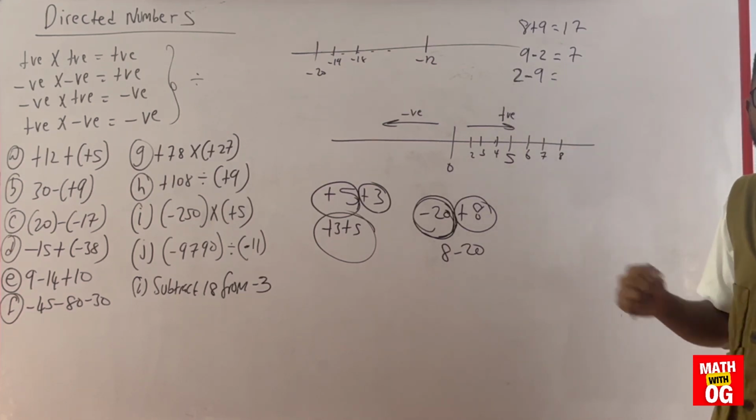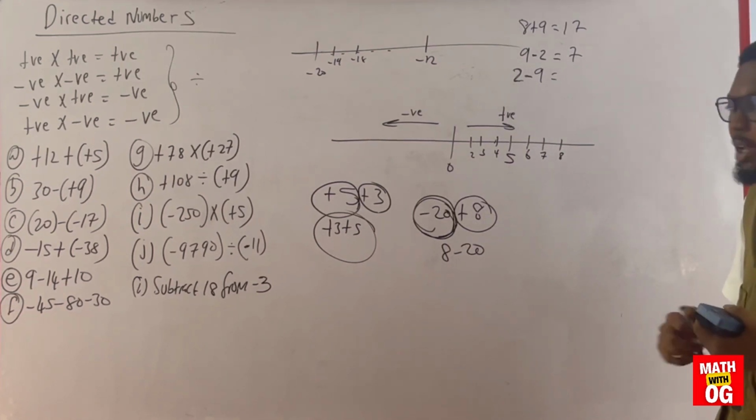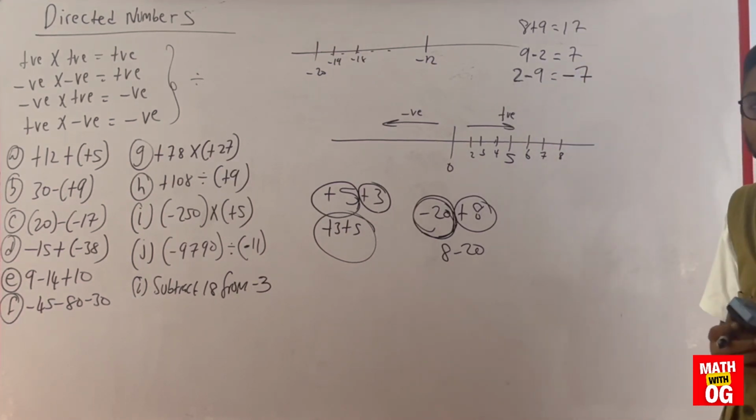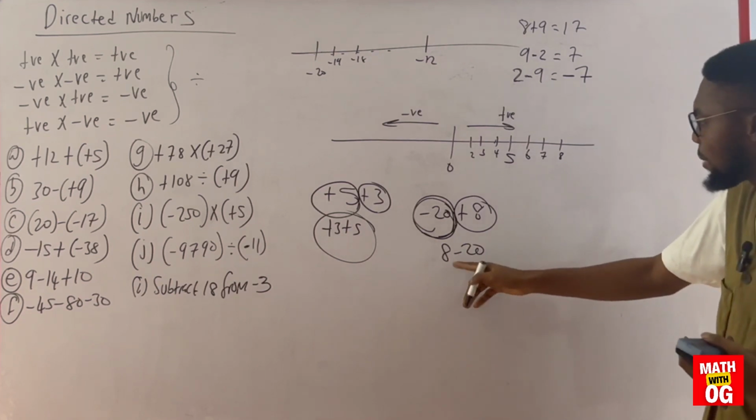What will I look for? 9 minus 2. What is 9 minus 2? 7. So add a negative sign here. So this automatically becomes what? A negative 7.